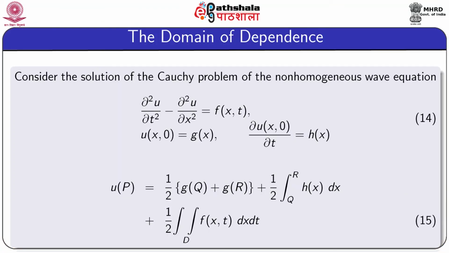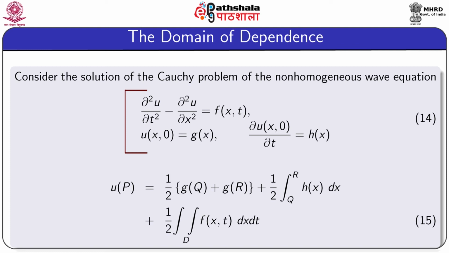We consider the Cauchy problem of the non-homogeneous wave equation. So, the problem is given by del 2u del t square minus del 2u del x square equals f(x, t). Since f is present, the equation is called non-homogeneous, and this is the Cauchy type problem. That means the values of u and its time derivative del u del t are prescribed at the initial time, that means at time t equals 0.